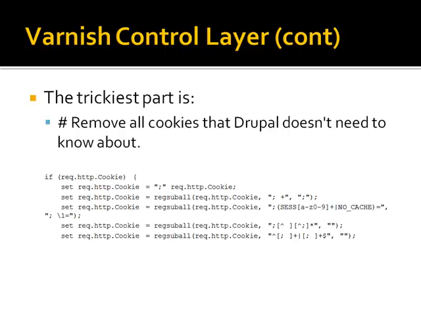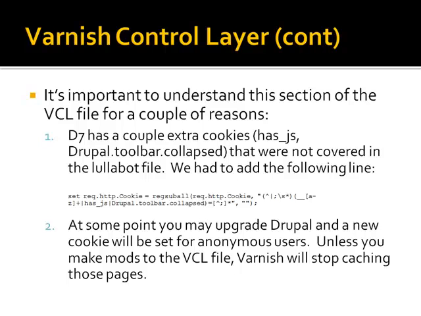This is where we ran into trouble, and actually it was good that we ran into trouble, because if you're a Drupal developer, you want to understand how this section of the VCL file works, and you want to know what's going on. One, we found that Drupal 7 had a couple of cookies that weren't referenced, and so we had to add this line. We had to take out the has.js, and the Drupal toolbar collapsed. And the Drupal toolbar collapsed is only for logged in users, for authenticated users.